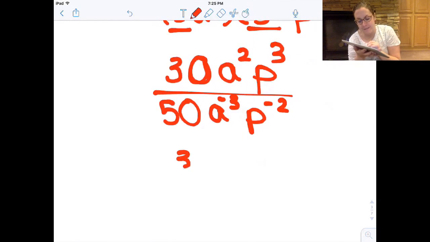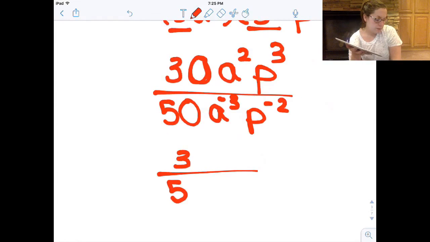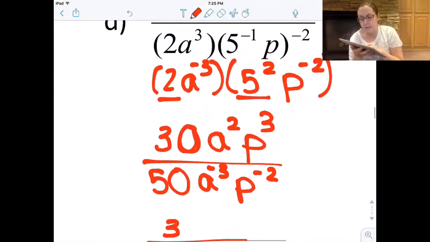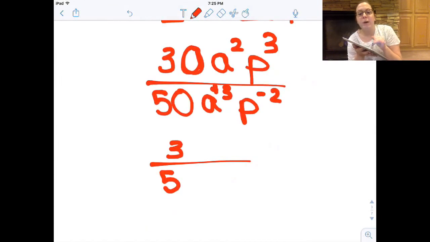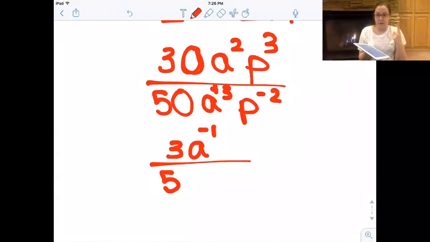A squared over a to the 3rd, divide, so subtract. So that's a to the negative 1st. When you do that, your answer always goes to the numerator. And that's p to the 5th. And then I can just bring that negative exponent down. So 3p to the 5th over 5a. And that would be my answer.